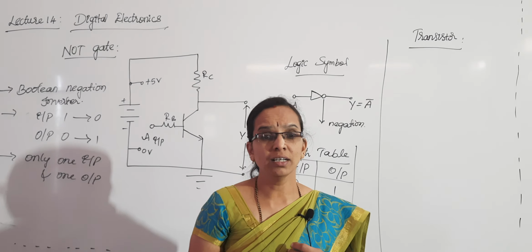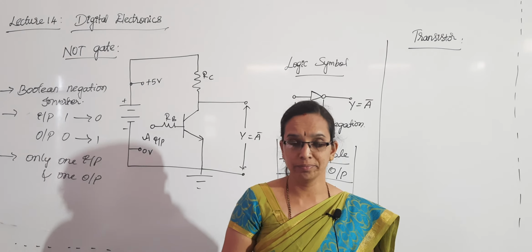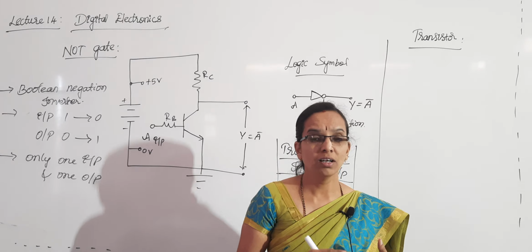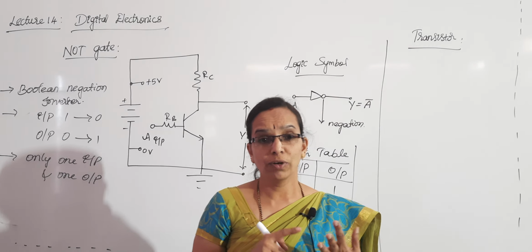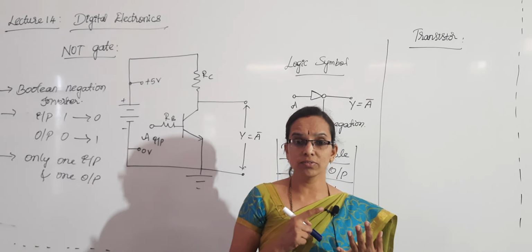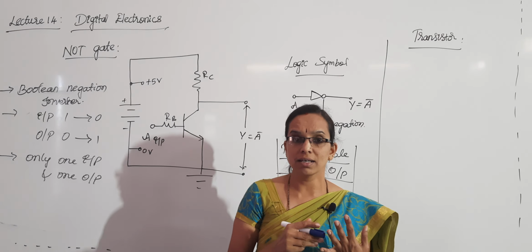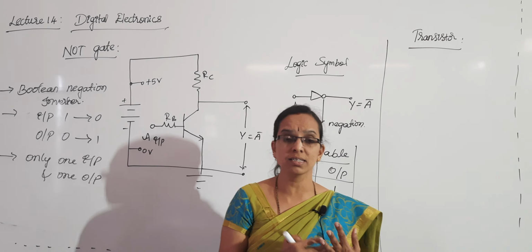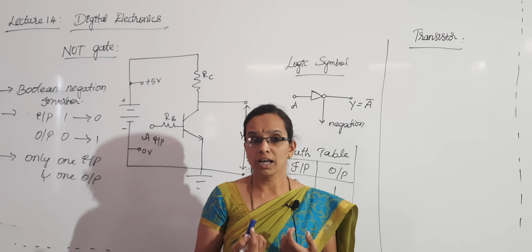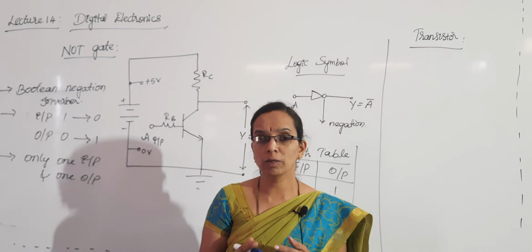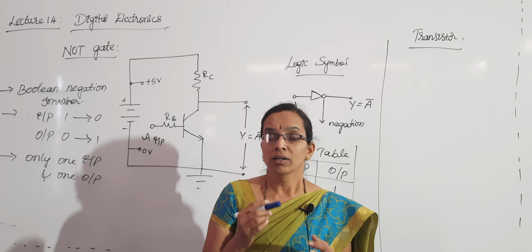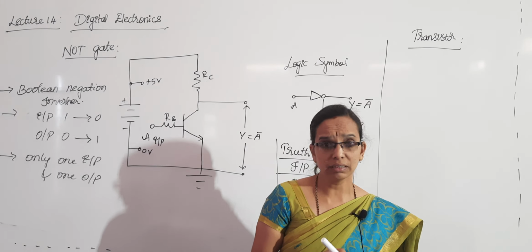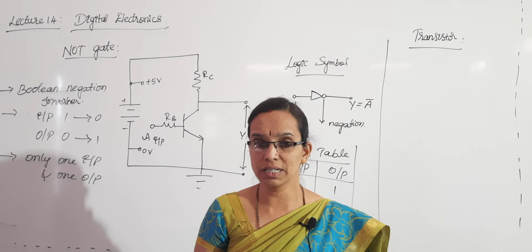We have studied semiconductor diodes in that, how it operates, how it works. That means when forward biased, the diode will allow the flow of current, and when it is reverse biased, current will not flow. It will act as a switch, a closed switch when forward biased, an open switch when reverse biased. That and all we have studied.